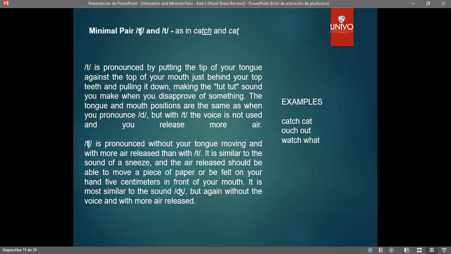Okay. Remember this symbol. This symbol is applicable in this example like catch, right? And you have this one like cat, because the T and ch in this case are very similar in sound, but just similar, right? Not too close, but very similar. That's it. And you can see here some examples like catch and cat, ouch and out, watch and what. Well, they have very similar sounds, not too close, but similar.